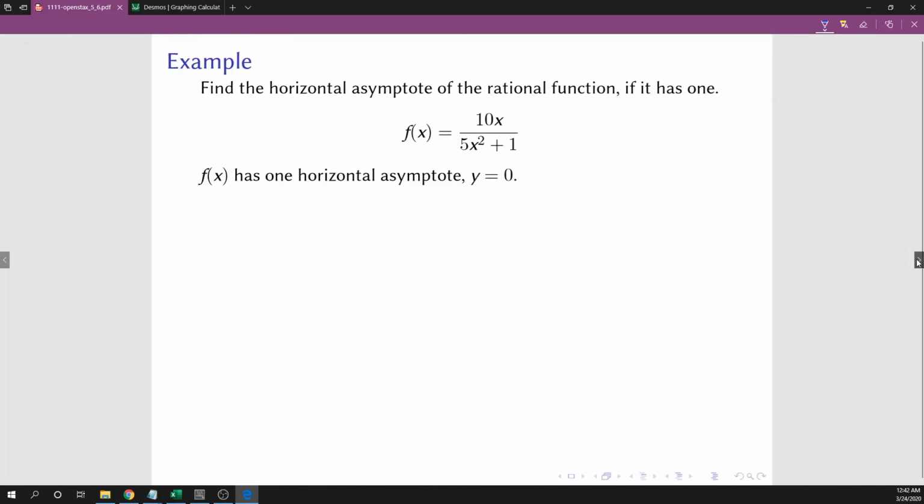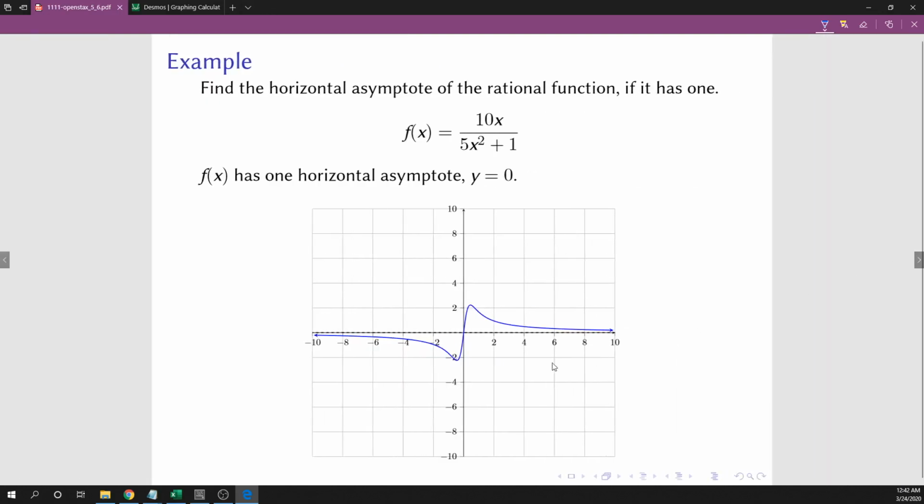All right, so f of x has one horizontal asymptote, y equals 0, and here it is. You can see that's what the graph of this looks like, and you can see that the graph gets closer and closer to the x-axis as we go really far to the right or really far to the left.